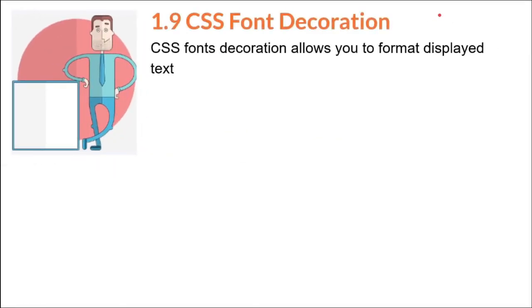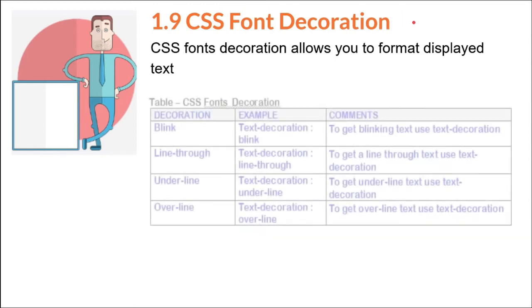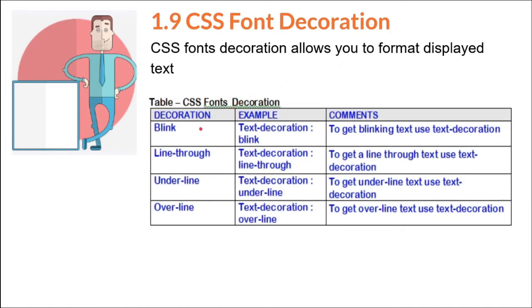Okay, moving on to CSS font decoration. CSS font decoration allows you to format the displayed text using different kinds of overlapping decorations, for example underline, cross through, overline, blinking. There's lots of different kinds of decorations or patterns you can apply to text. In this table, we've got a list of those. We've got blink, so we can set the text decoration to be blink, where the text will be blinking.